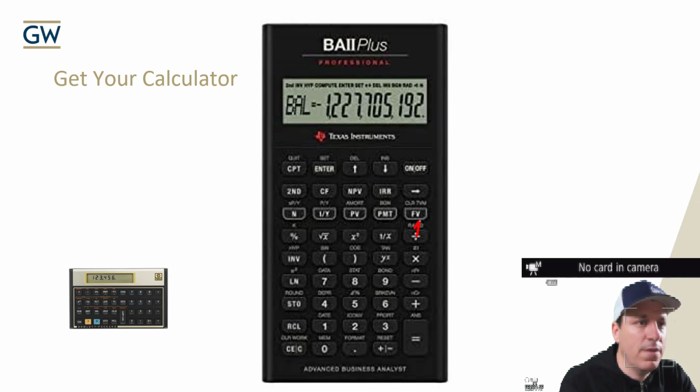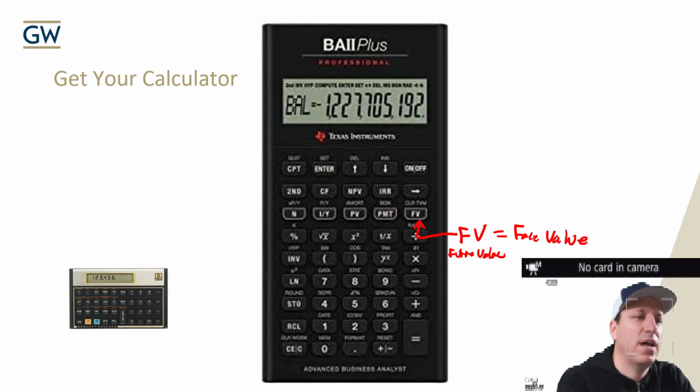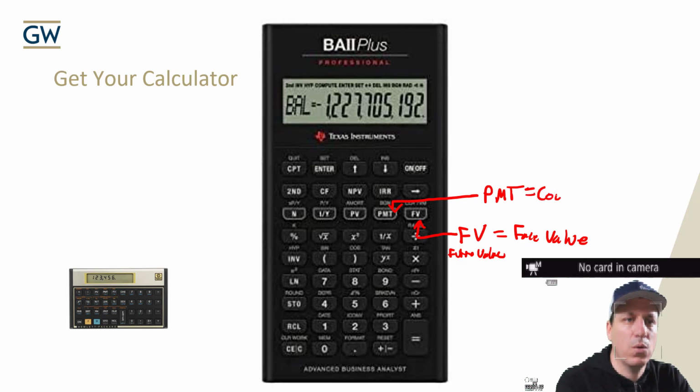This first button right here is future value, FV. What we put in there is the amount that will be paid in the future, which in this case also starts with an F and a V, the face value. Right over here, we have payment, PMT. This payment amount is, as you could guess, the coupon payment.